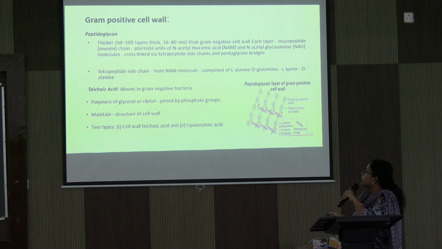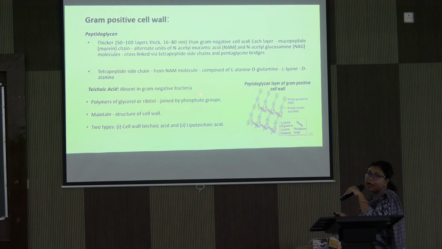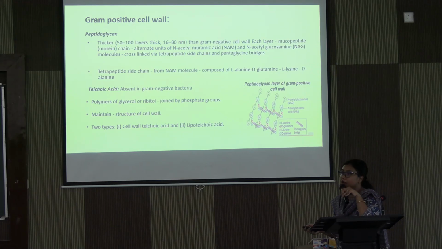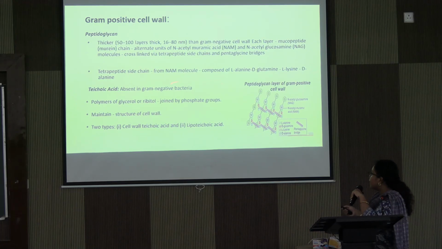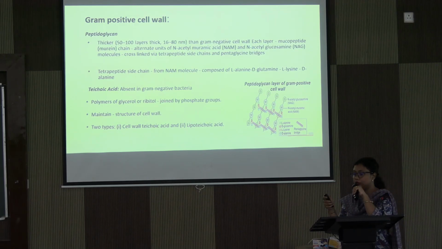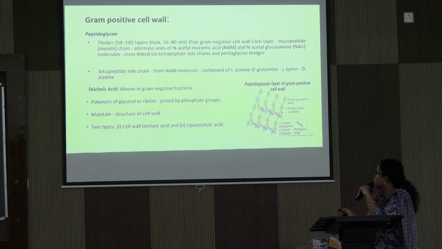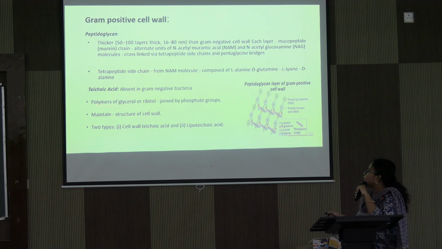So after that, we have teichoic acid. After peptidoglycan, teichoic acid. This is again absent in gram-negative bacteria. This is also unique for gram-positive. These are polymers of glycerol or ribitol, which are joined by phosphate groups. This maintains the structure of the cell wall. There are two kinds of teichoic acid. One is cell wall teichoic acid, another is lipoteichoic acid.